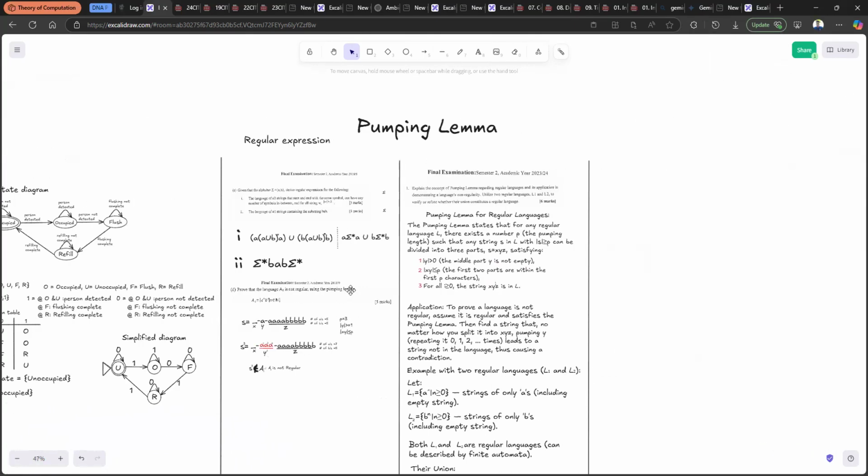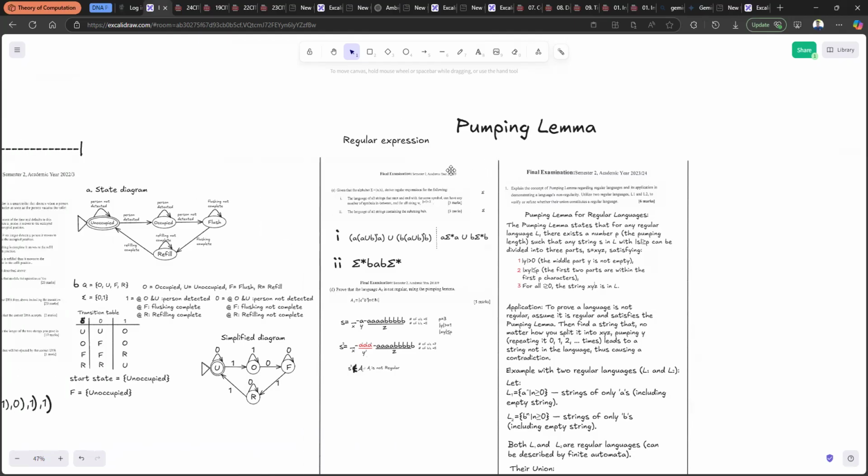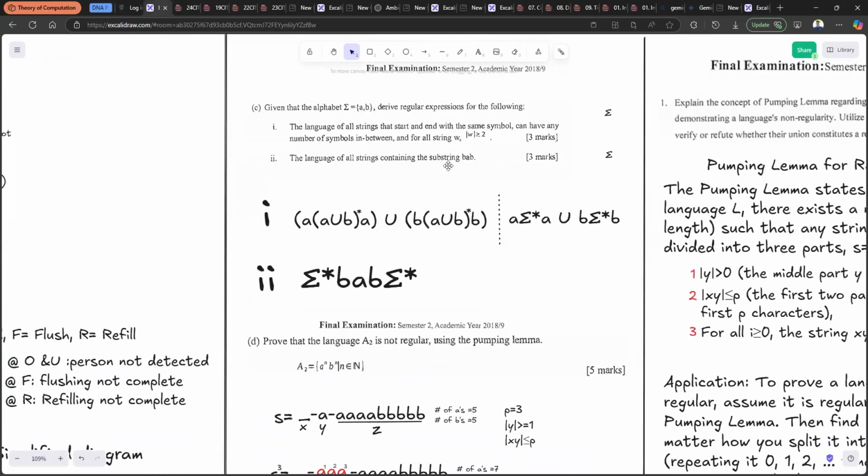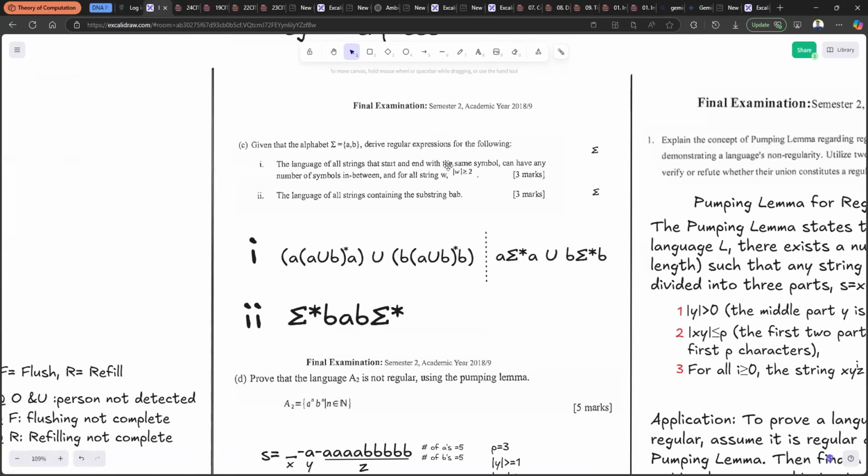The last part of finite automata theory, I guess, is the regular expressions and the pumping lemma. So we start off with regular expressions here, where the question gives us a description. It says, given the alphabet A, B, derive regular expressions for the following. The language of all strings that start and end with the same symbol and can have any number of symbols in between.